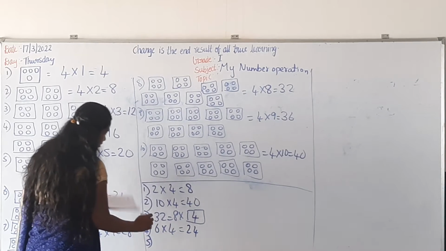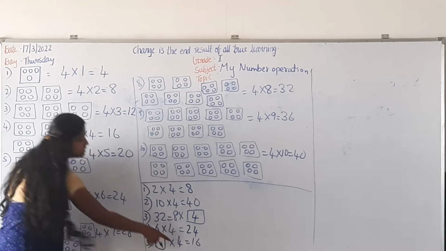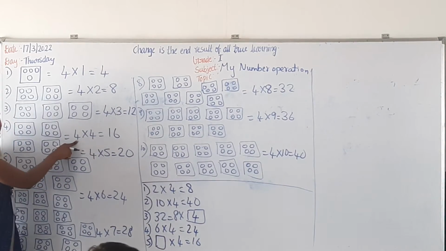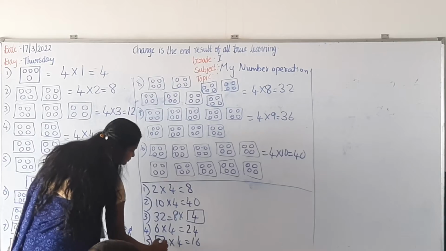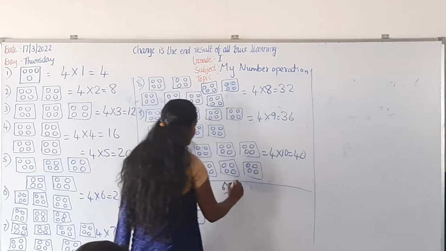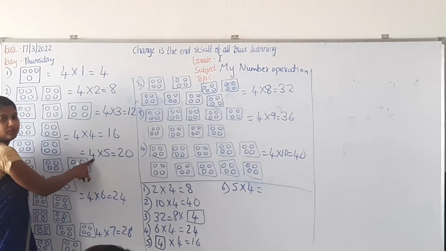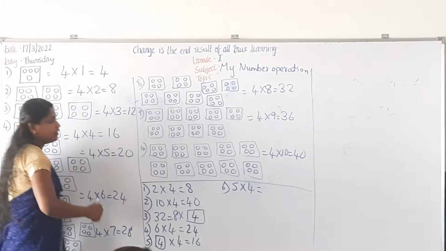Next. Box into 4 equals 16. So where is 16? See the 16 here. So what is the missing number? 4. Then 6th one, 5 into 4. What is 5 into 4? Where is 5 into 4? Here. What is the answer? 20.